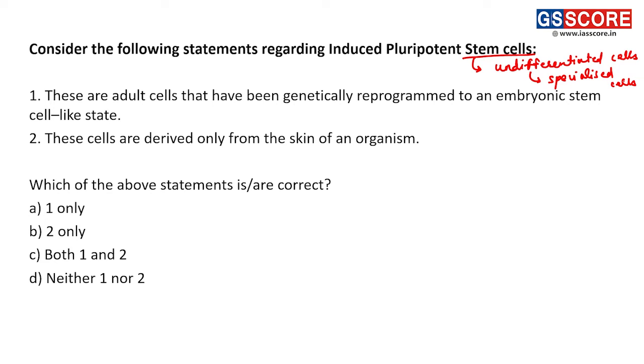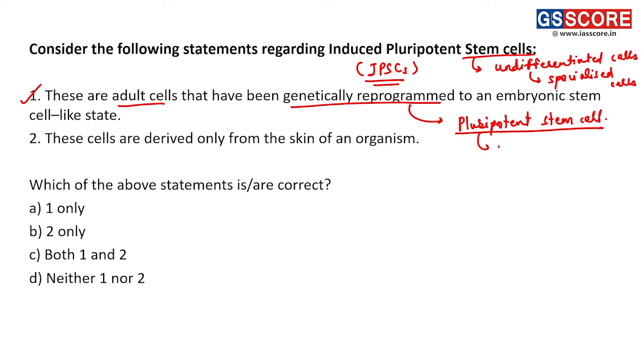Let us consider the statements regarding induced pluripotent stem cells, which are also called iPSCs. First statement is, these are adult cells that have been genetically reprogrammed to an embryonic stem cell like state. This statement is correct because induced pluripotent stem cells are adult cells that are genetically reprogrammed, and as a result they behave like pluripotent stem cells. And we know that pluripotent stem cells are nothing but embryonic stem cells. So the first statement is correct.